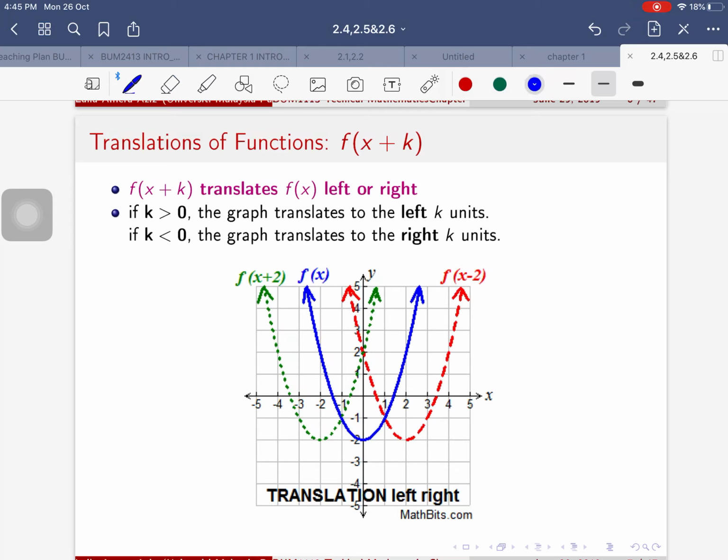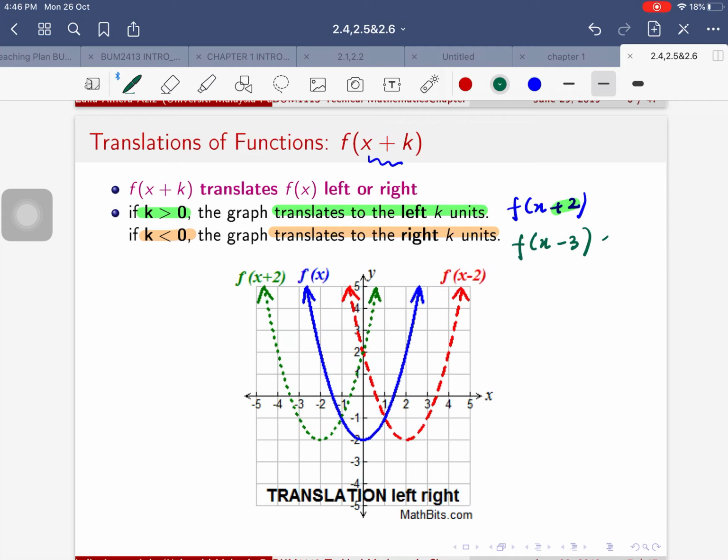That is going to be like when the whole thing is being raised up and down. But for this one, only the x in the bracket is being raised up and down. So what happened is that when your value of k is greater than 0, for example, if you have f of x plus 2, the graph is going to be translated to the left k units. If you have plus 2, it's going to be to the left. And if k is less than 0, meaning k is a negative number, it's going to be translated toward the right k units.